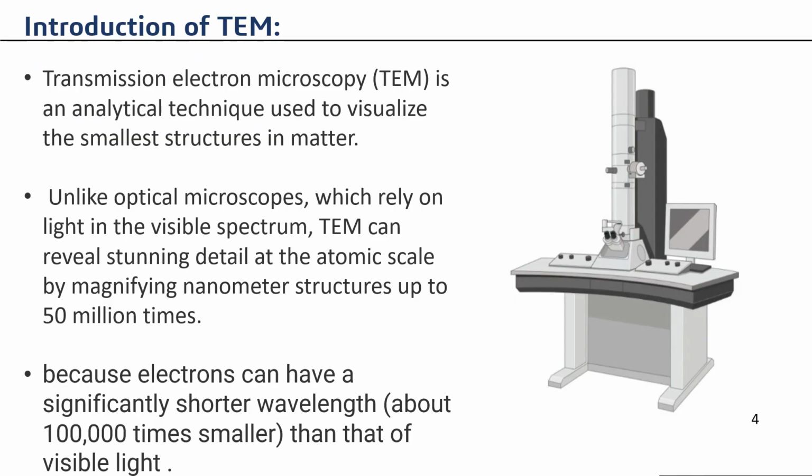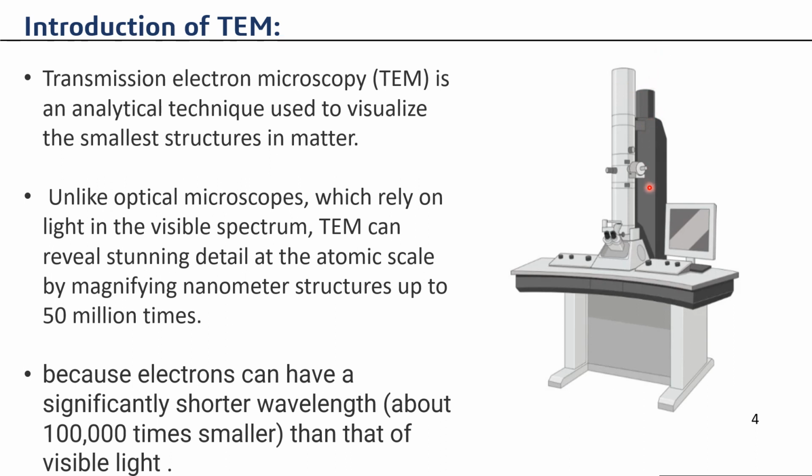Let's start the introduction of TEM. Transmission electron microscope is well established and widely used to characterize materials. Basically, it provides information on the morphology, structure, chemistry, and even the nature of bonds. A series of problems are associated with material characterization by TEM. Transmission electron microscopy is an analytical technique used to visualize the smallest structures in matter.